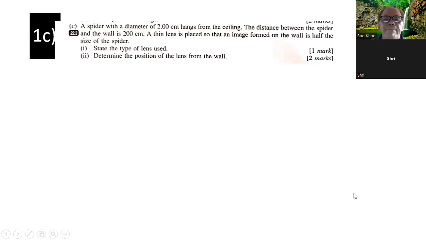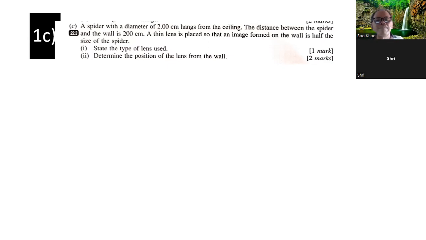A spider with diameter 2 cm hangs from the ceiling. Distance between the spider and the wall is 200 cm. A thin lens is placed so that the image on the wall is magnified. State the type of lens. Convex lens. Determine the position of the lens from the wall.